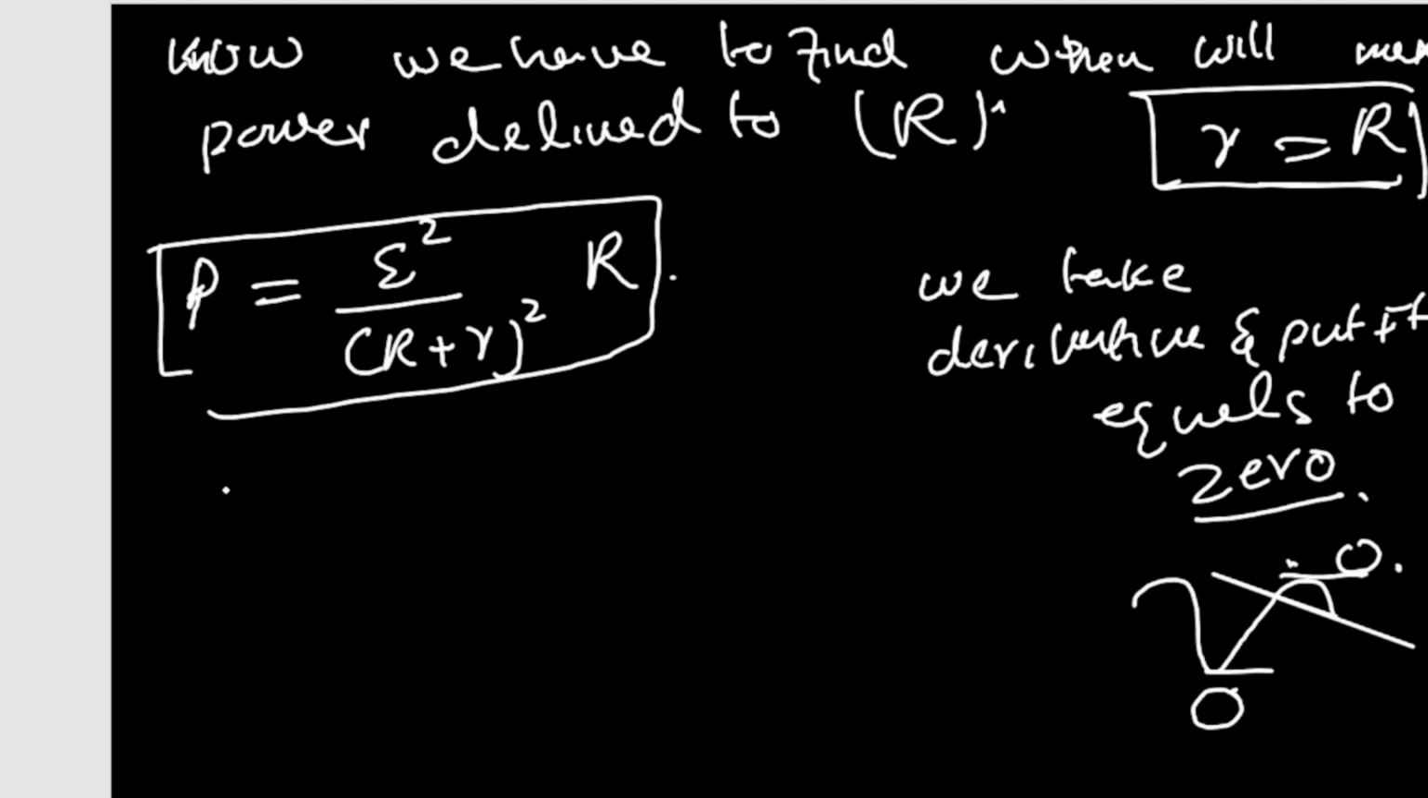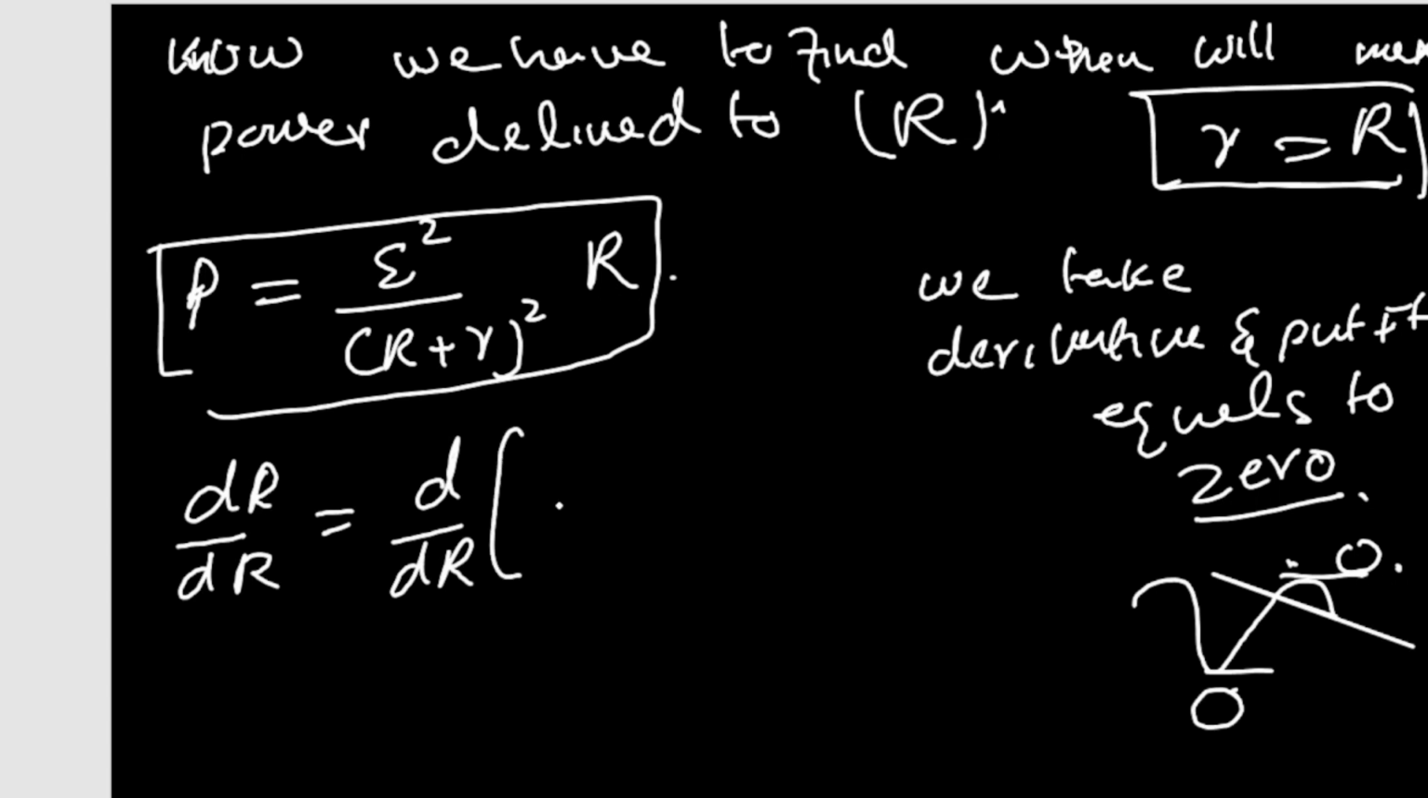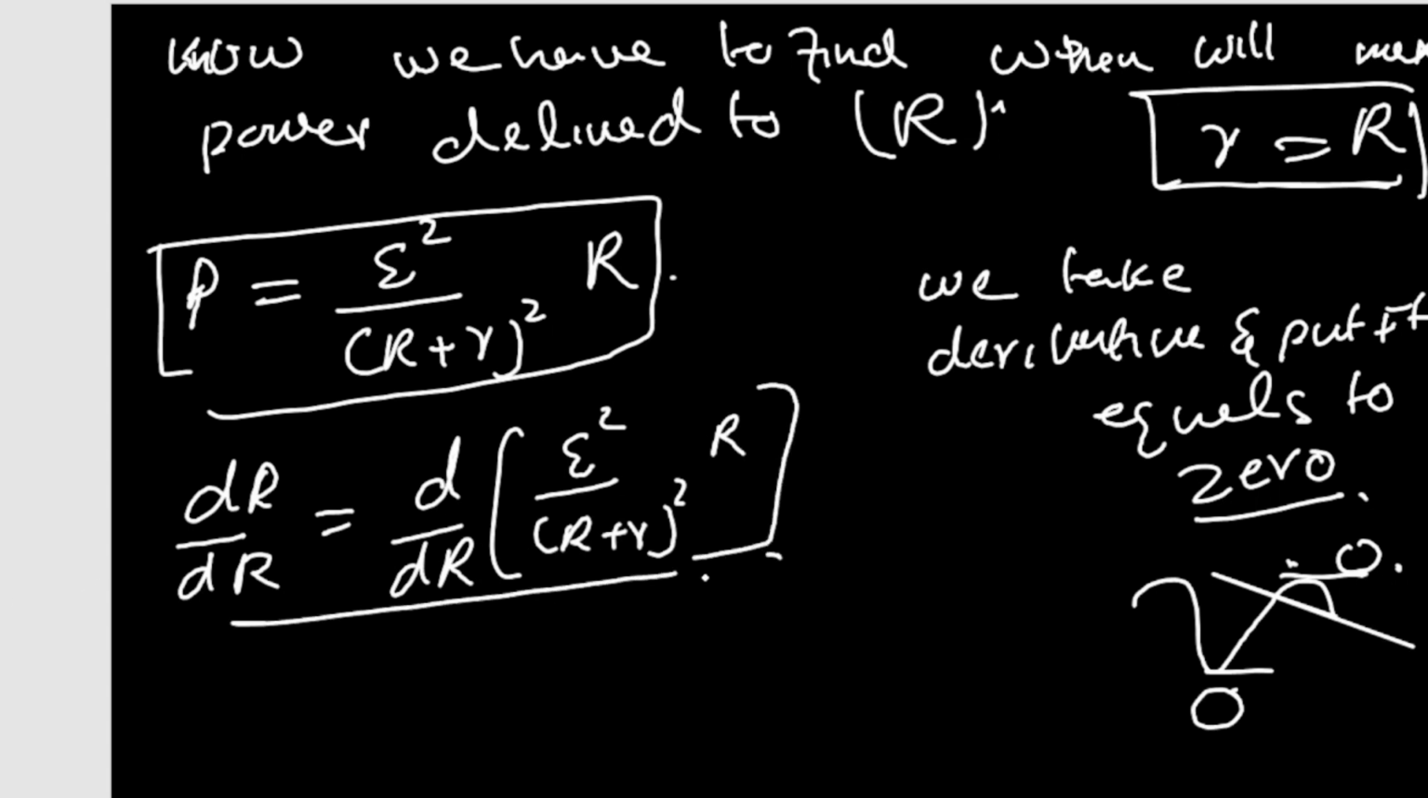So we differentiate it with respect to R. Okay, so dP divided by dR, this is P, and this will be EMF square divided by (R plus r) whole square, and this is R. Okay, so we will differentiate it in the next slide, so we make sure that we got an extra space.